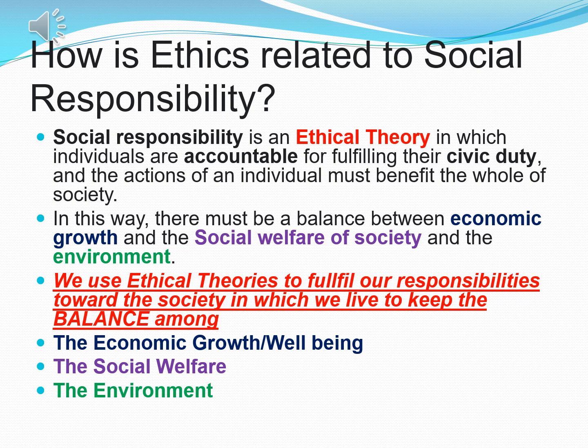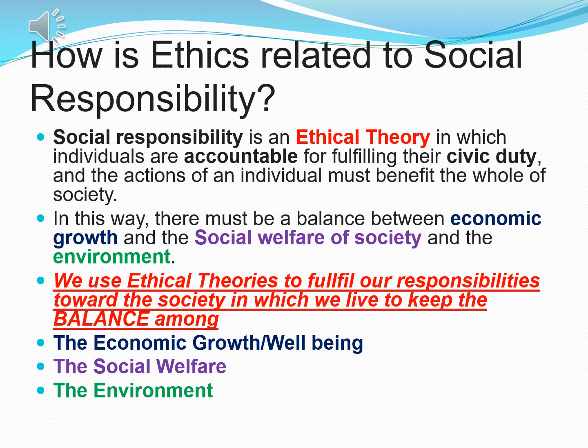In this way, there must be a balance between economic growth, social welfare of society, and environment. While you are doing any action, these three parameters are the framework in which you have to see your action: it should bring economic benefits, it should support welfare, and the environment should not be disturbed or hurt. We will explain this in the next slides.